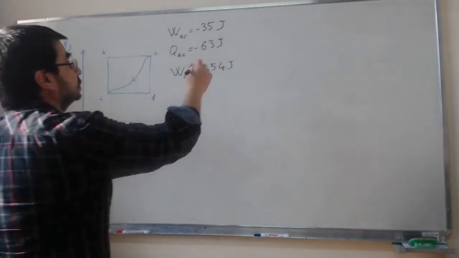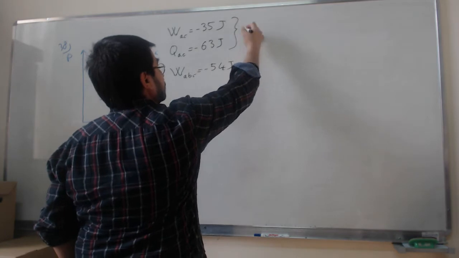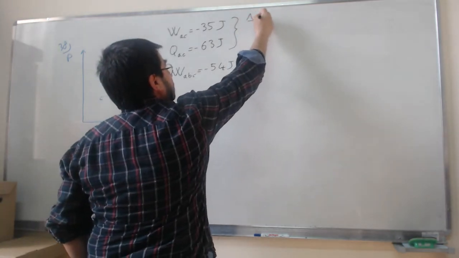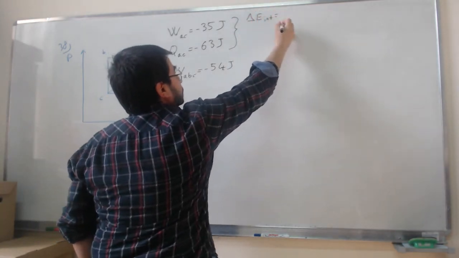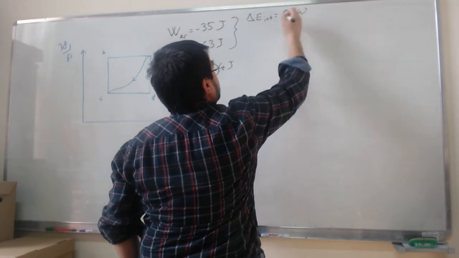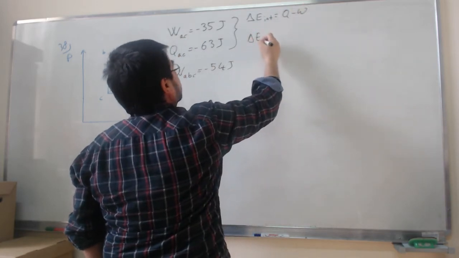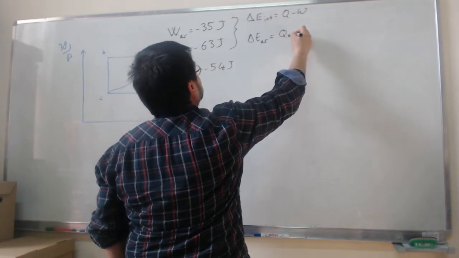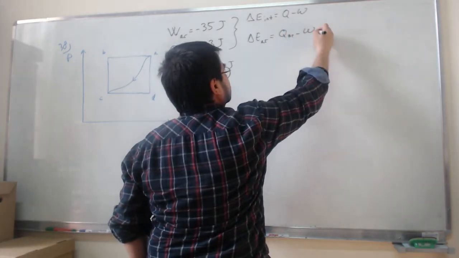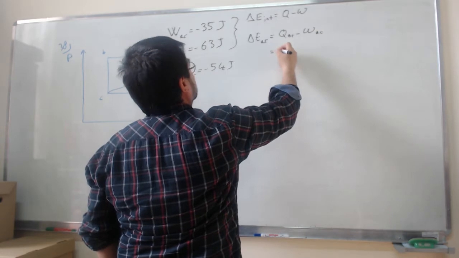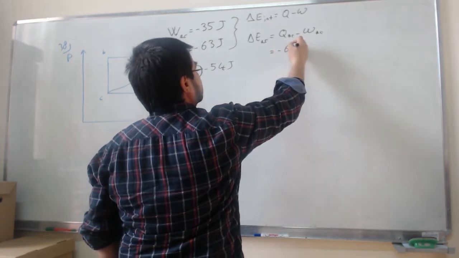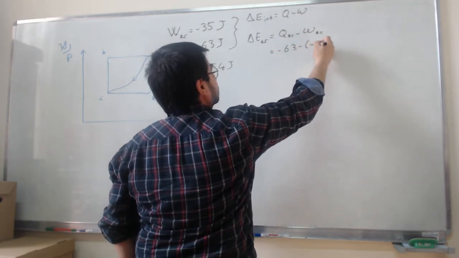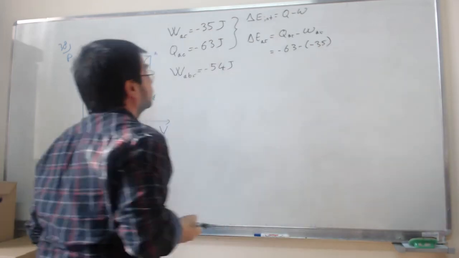Since delta E internal is just Q minus W, delta E from A to C is going to be Q from A to C minus W from A to C. So this is something we can calculate. This is minus 63 minus 35, whatever this is, joules.